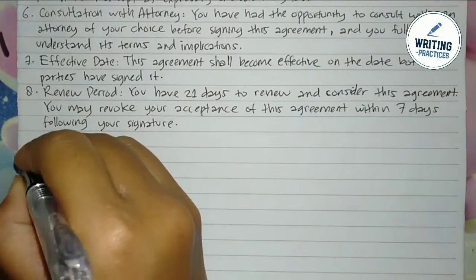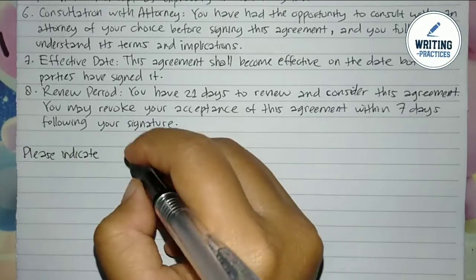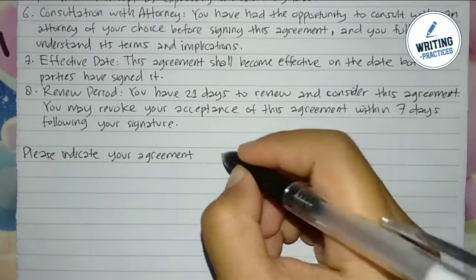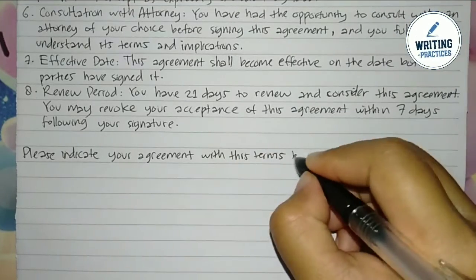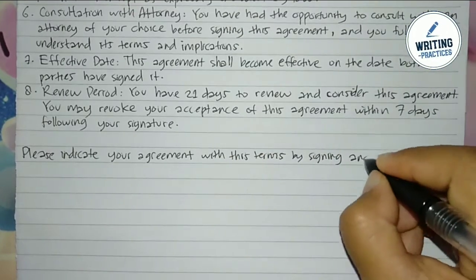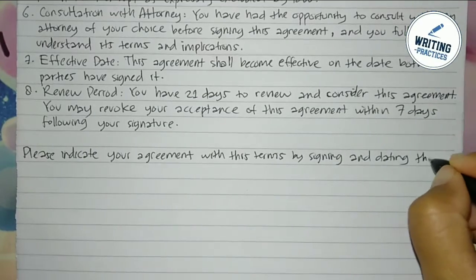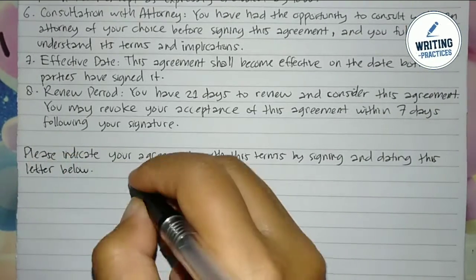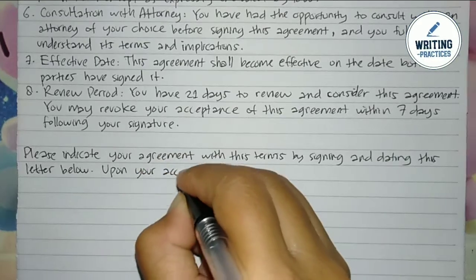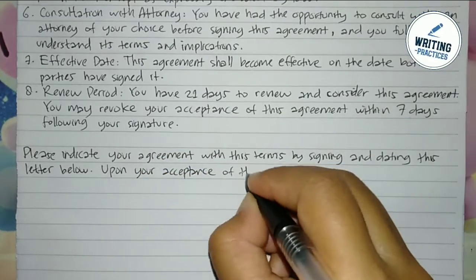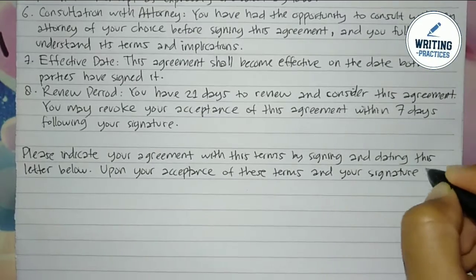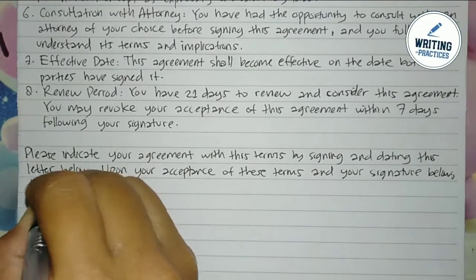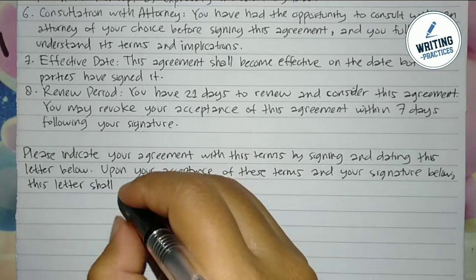In the closing paragraphs, you need to write a closing statement. It should be expressing the completeness of the agreement. You may write, please indicate your agreement with these terms by signing and dating this letter below. Make sure you emphasize the word sign and date here, so the recipient wouldn't miss it. And once again, give a clarity and summary what this agreement is about, and what it means if the recipient give a signature and date on it.